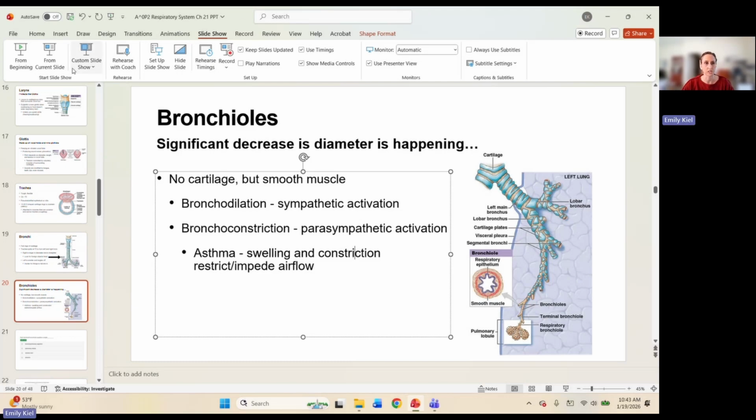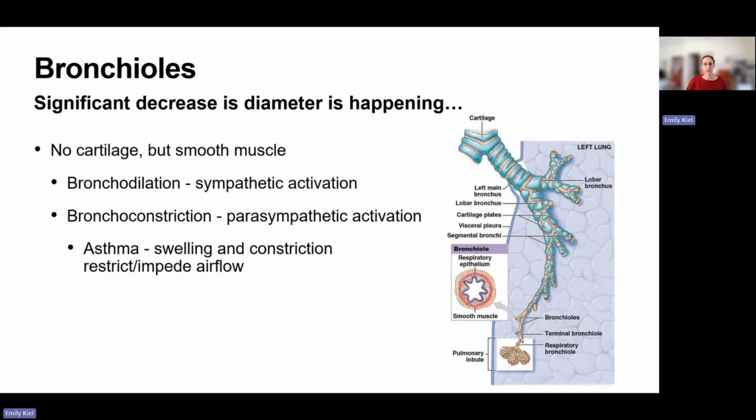Swelling and constriction that is going to restrict or impede airflow. You hear wheezing because those airways are so narrow, it's pushing to get air out and creating sound. And that swelling can be related to an allergen, it can be related to inflammation. But when you get those airways narrowed, you can't get enough oxygen and you struggle to breathe.